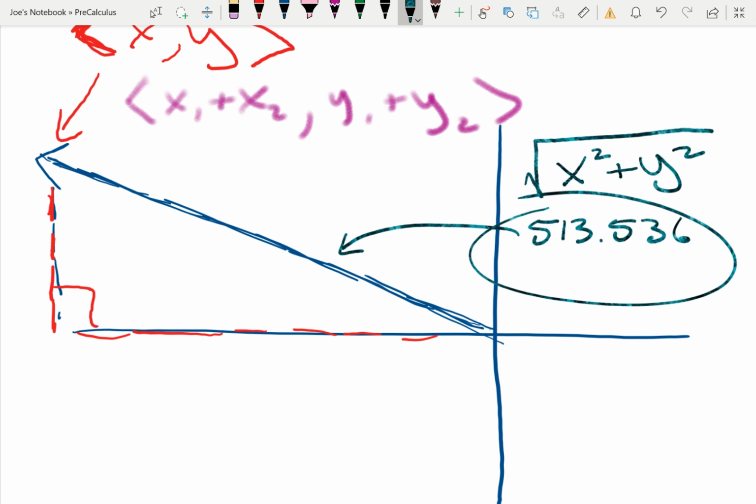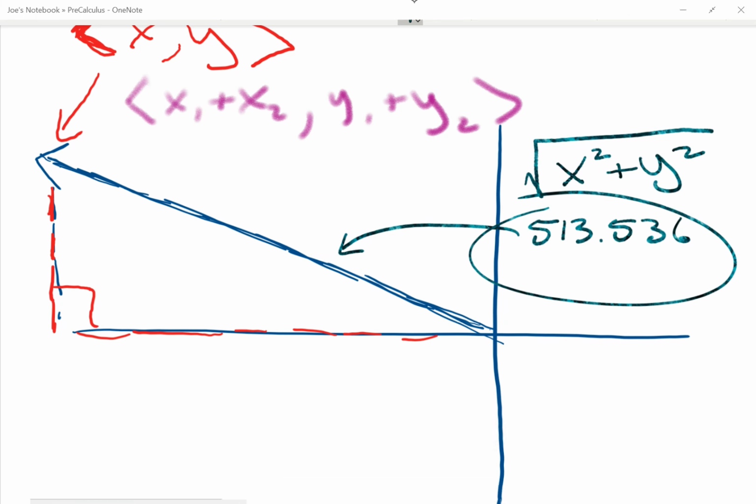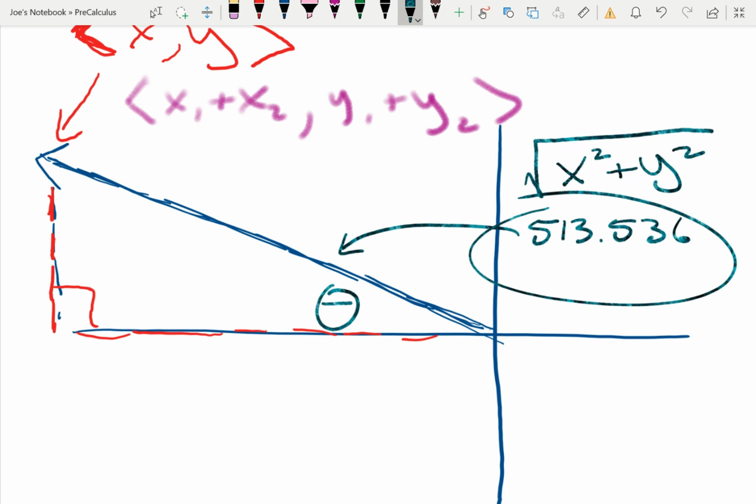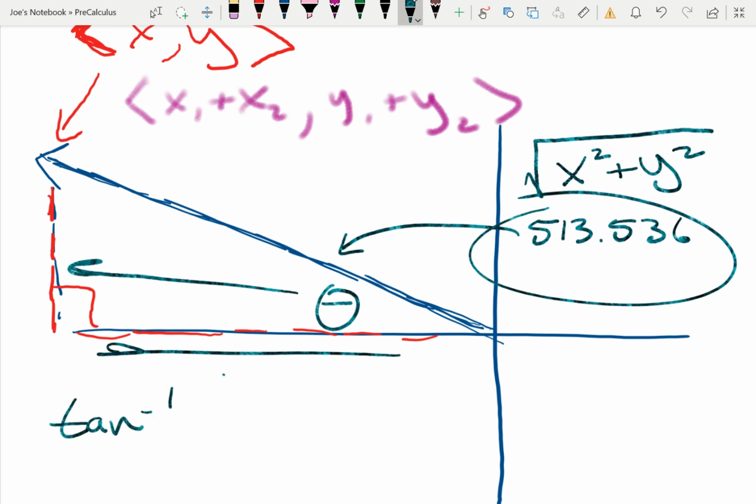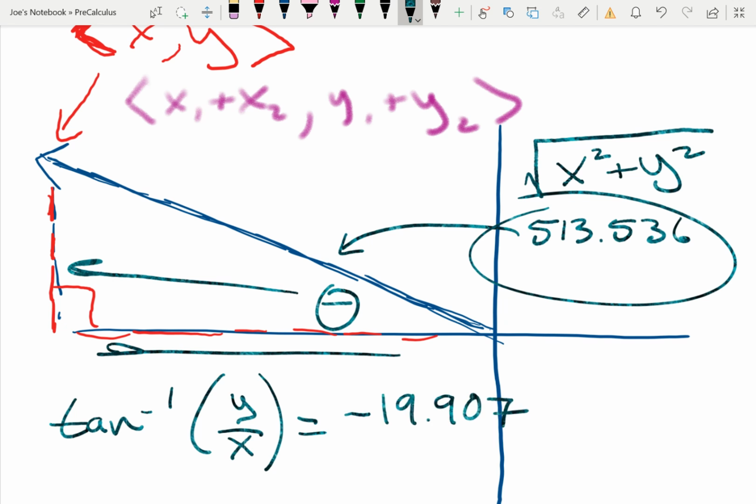So they base that on it. So now we also need to know this angle where we are from there. So that is opposite over adjacent. So I want you to type in inverse tangent of y divided by x. Not the numbers, the actual characters y and x. What does it say? Okay, negative 19 what? 907. 908. Okay.